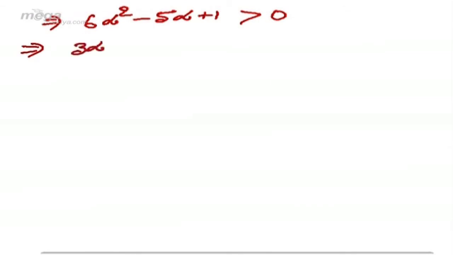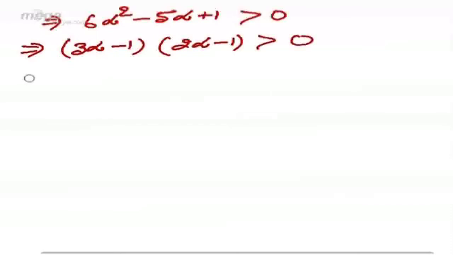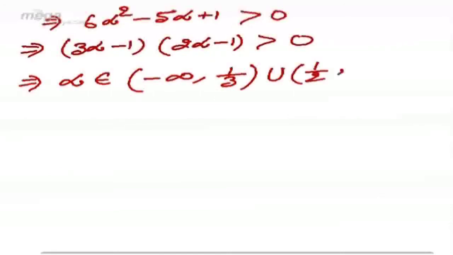So from here, minus 6 alpha square plus 5 alpha minus 1 into minus 66 is greater than 0. Hence, 6 alpha square minus 5 alpha plus 1 is also greater than 0. And now we will factorize. So from here, you will get 3 alpha minus 1 into 2 alpha minus 1 is greater than 0. Alpha belongs to minus infinity to 1 by 3 union 1 by 2 to infinity. Now we will consider this as equation number 6.